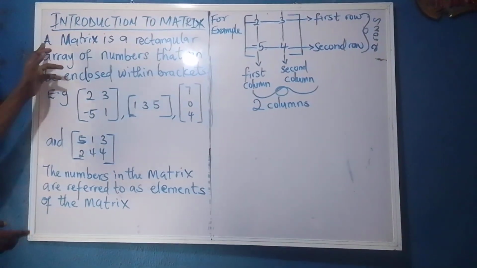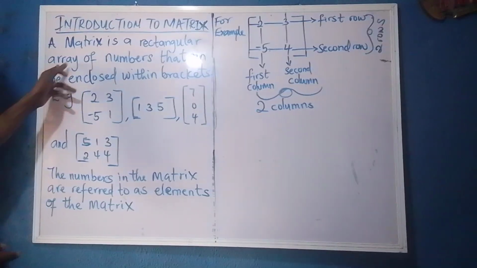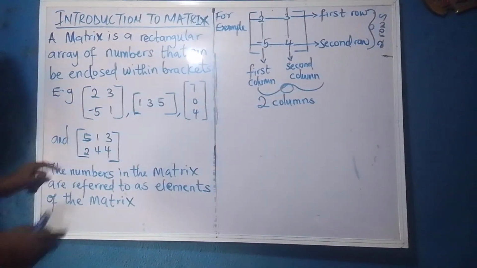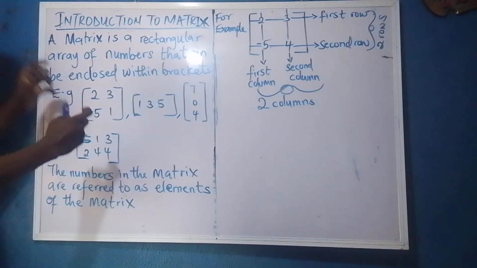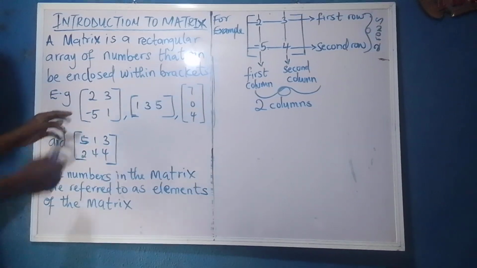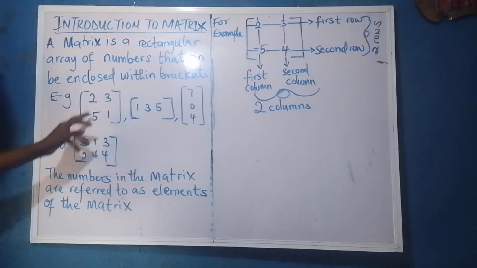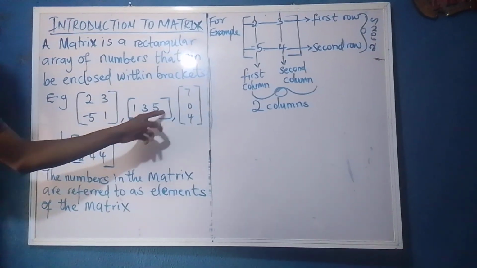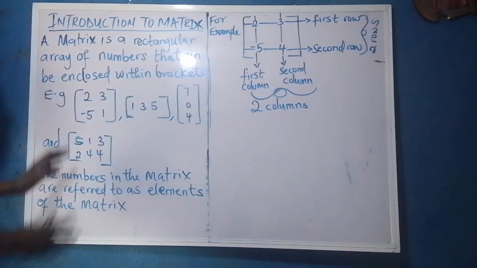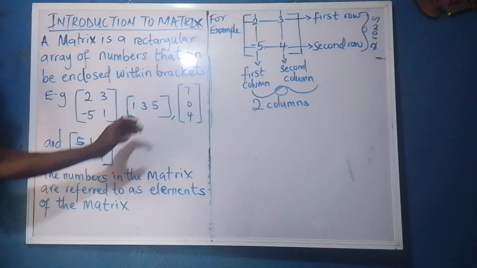Now, what is a matrix? A matrix is a rectangular array of numbers that can be enclosed within brackets. So, in other words, every one of our matrices must always be in an enclosed bracket. So this is an example where we have 2, 3, minus 5 and 1. We have 1, 3, 5. We have 7, 0, 4, 5, 1, 3, 2, 4, 4. So these are the formats in which a matrix can exist.